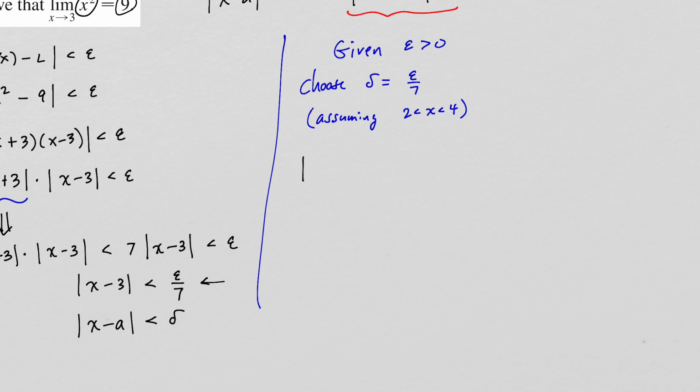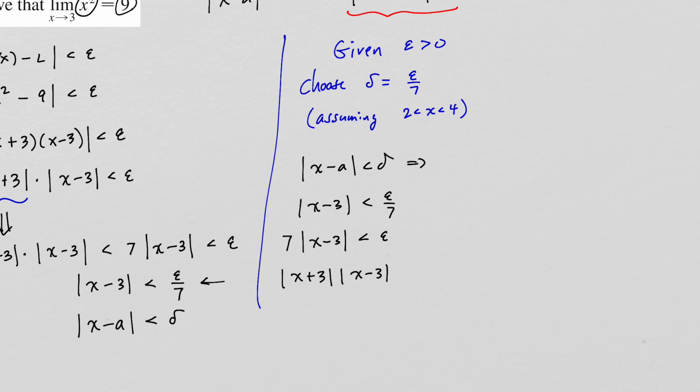So I have the absolute value of x minus a is less than delta. This becomes the absolute value of x minus 3 is less than epsilon over 7, which means the absolute value of x minus 3 times 7 is less than epsilon. But if this is true, then the absolute value of x plus 3 times the absolute value of x minus 3 must be less than epsilon.